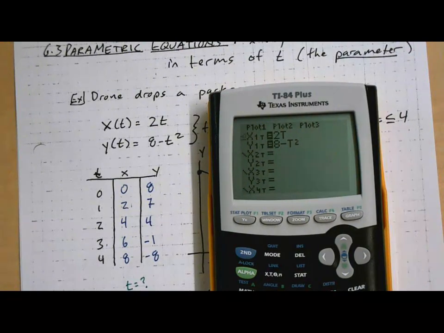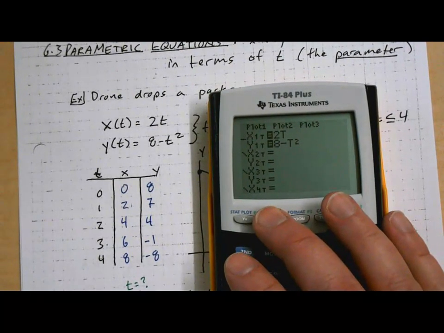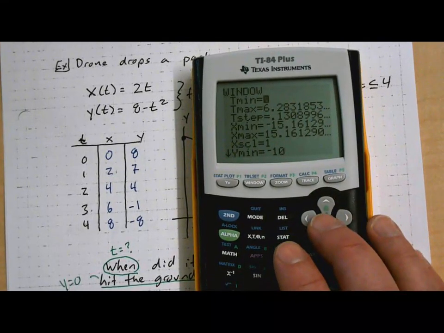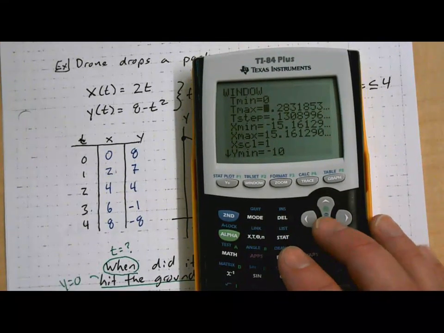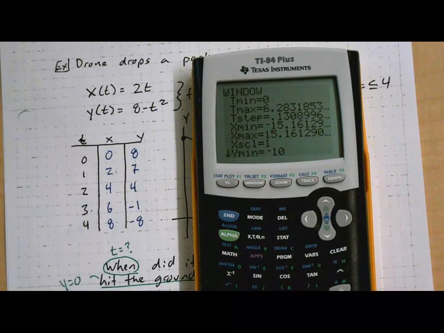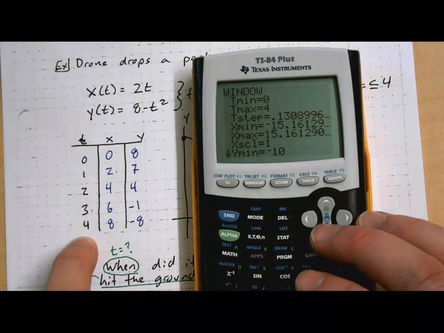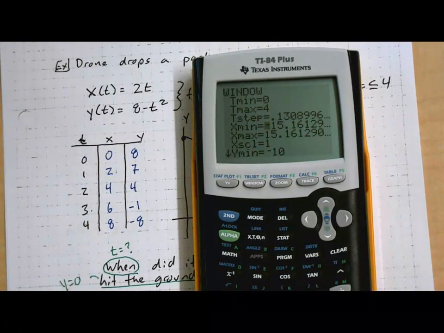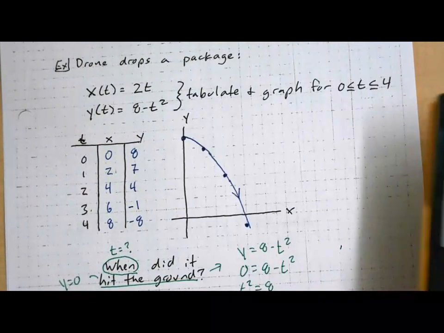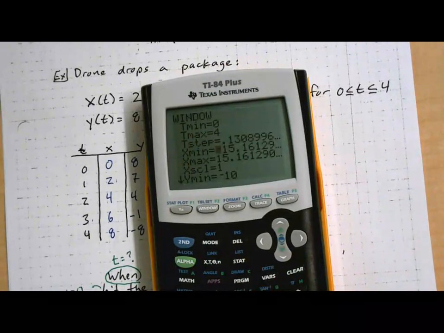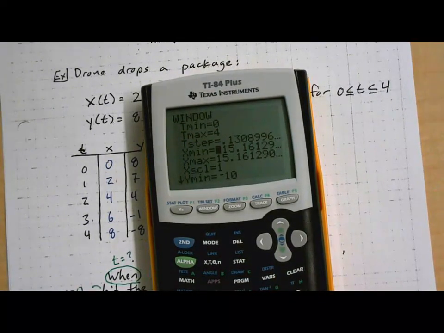Let's go to our window. Our window, t is going from 0 to 6. We don't need it to go that far. Our table only goes out to 4 seconds, so I'm going to change that. My x-min is going from negative 15 to positive 15. Does it need to go that far? Not really. Negative 10 to 10? All right, sounds good.